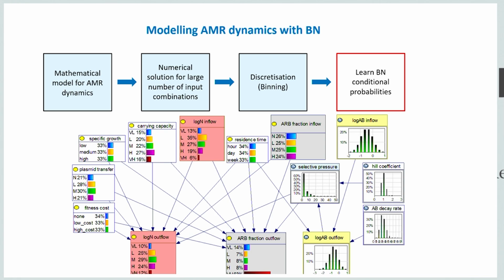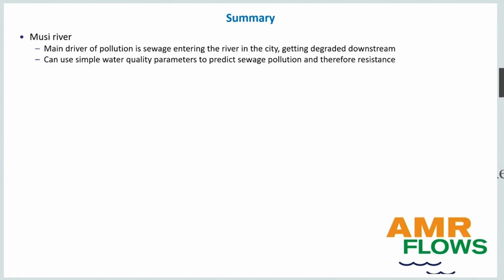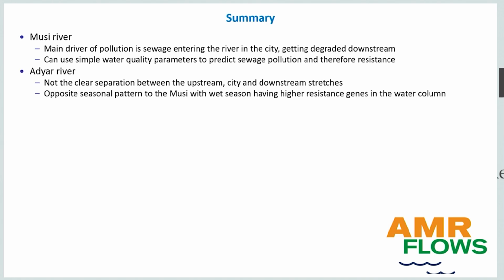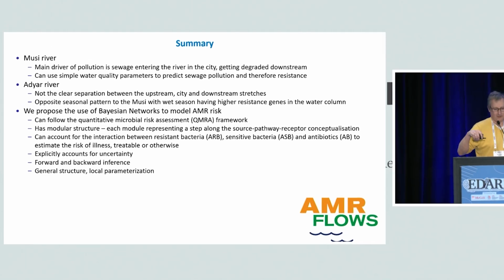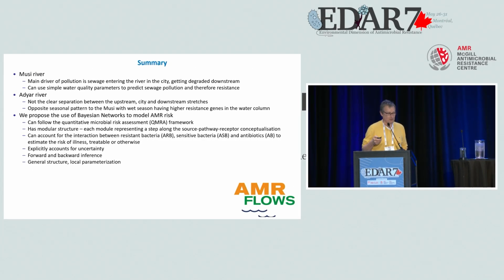So what I wanted to demonstrate is that you can use expert information, you can use measurements, you can use an analytical mathematical model. That's easy, you can just write it down, or simulation of a model as input into the Bayesian network. So it's a very flexible approach. So to summarize, Musi River pollution is driven by sewage, which masks the pollution by industry. Aria River is a less clear pattern, but the seasonal pattern is different to the Musi, and you have just seen what the Bayesian networks look like and why we like them, and thank you very much for your attention.